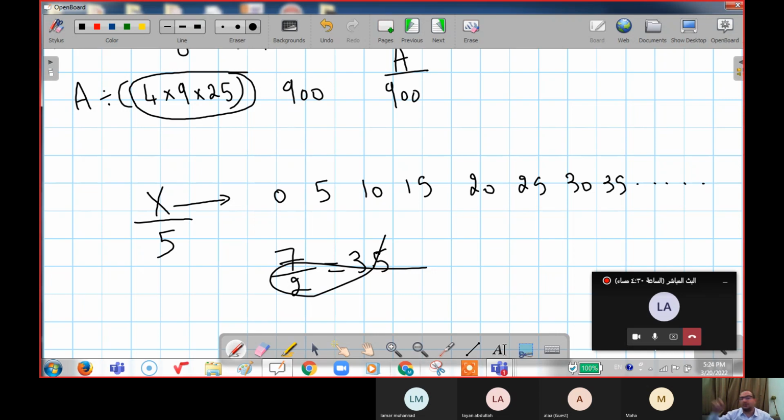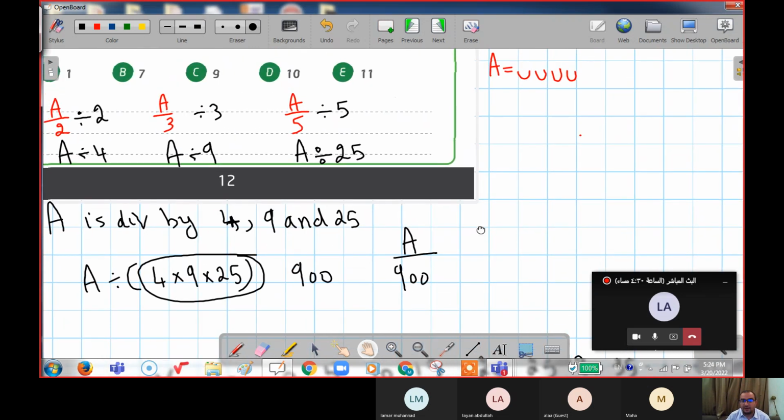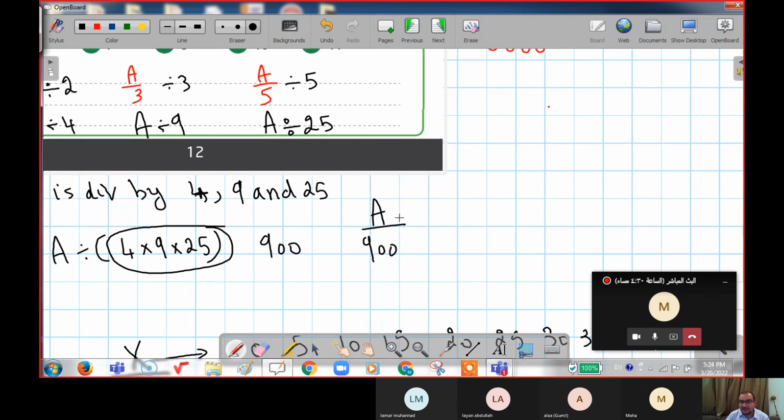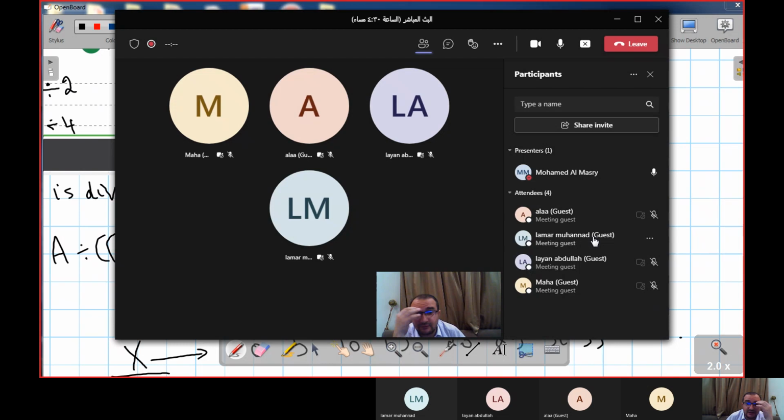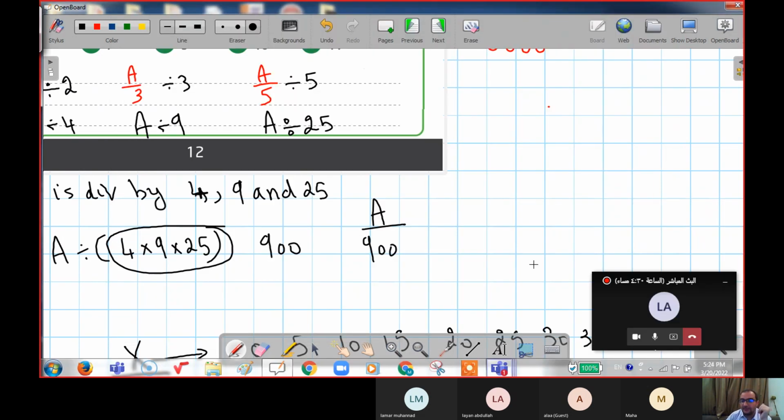Divisible by 4, multiple of 4. Divisible by 10, multiple of 10. Divisible by 21, multiple of what? 21. So here, the number is divided by what? By 900. How do I find the multiples of any number?